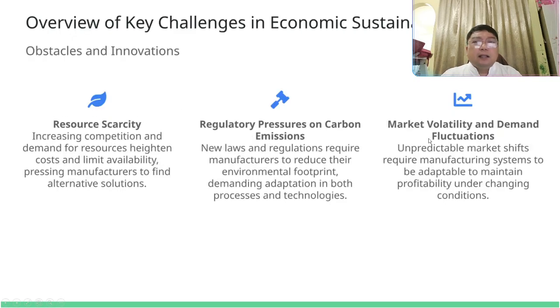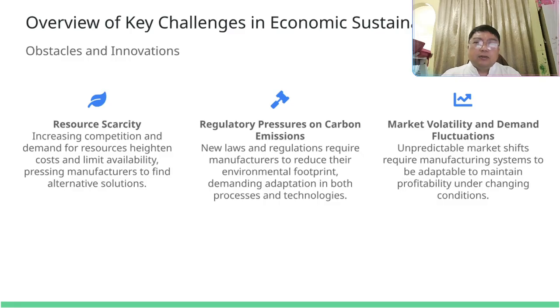Key challenges in economic sustainability. Of course, everything has challenges. There are obstacles like resource scarcity, for example, the fuel for our cars, the fuel for our vehicles. One day it will deplete all the fuels. So what should we do about that?